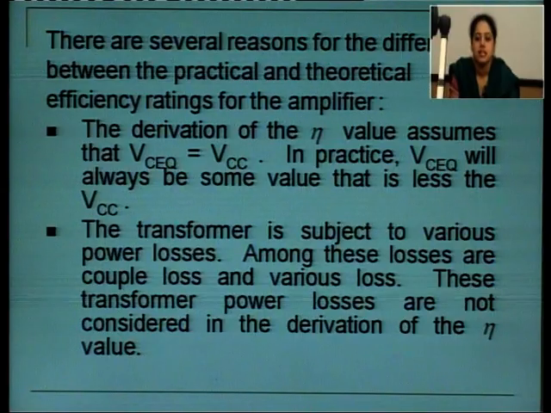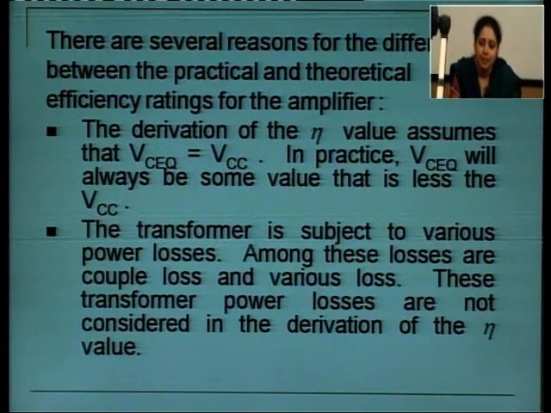There are several reasons for the difference between the practical and theoretical efficiency ratings of the amplifier. We have discussed that ideally it should deliver the maximum, but practically it is not possible. Some theoretical and practical reasons are given below. The derivation of the efficiency value assumes that VCEQ is equal to the collector voltage VCC. In practice, VCEQ will always be some value less than VCC, so VCEQ is not equal to VCC. In practice it is less, so it will affect the power that has to be delivered.